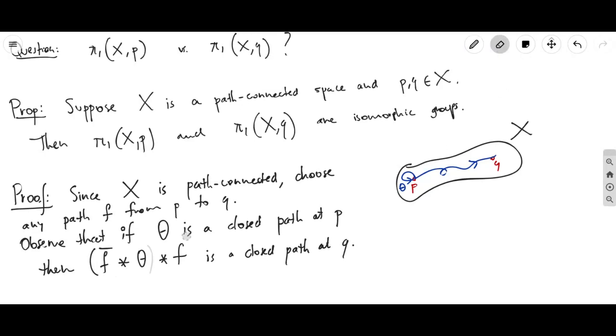Because notice what happens. Theta travels from P to itself. So if you first start with the reversal path, you're going from Q to P, then you follow through by theta, and then you travel back by F. So you're back at Q. So this calculation will begin and end at Q. So this is a closed path at Q.